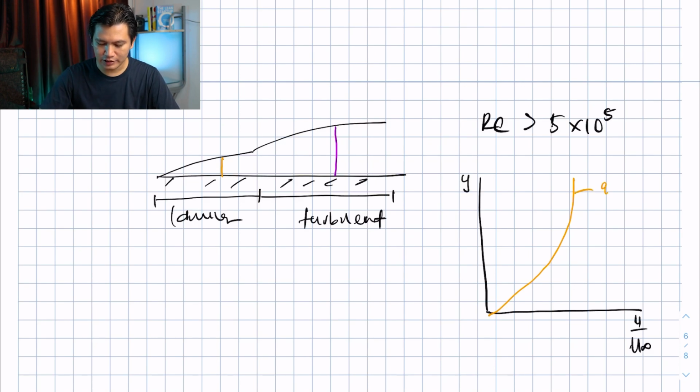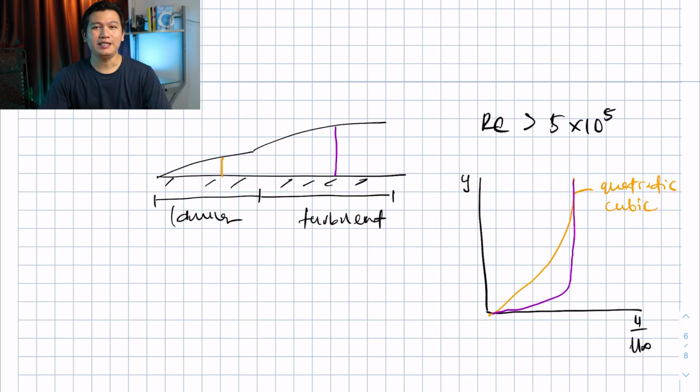And it looks something like this. Okay, and you know that this can be represented by a quadratic or cubic equation, right? But for turbulent, the shape of the velocity profile is a bit different and it's going to look something like this. So the change of velocity from the wall is very sharp. The velocity increases very quickly and it reaches the maximum very quickly as well. And to represent this velocity profile, we can no longer use a cubic and quadratic equation. It just wouldn't fit, right?